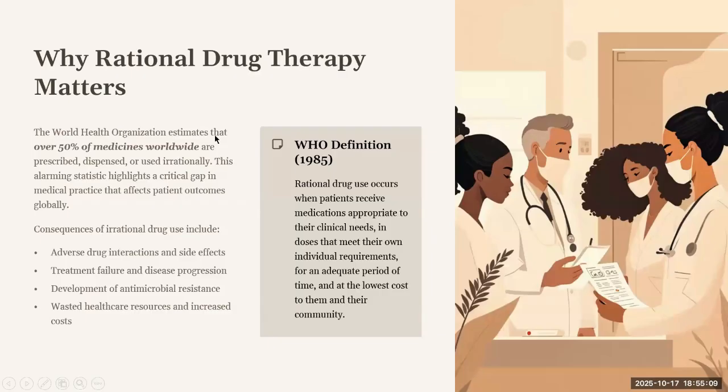Why does rational drug therapy matter? It started in 1985. Rational use occurs when medication is prescribed on the basis of the diagnosis. First, there should be a rational diagnosis. Without a rational diagnosis, we can't say the patients are receiving rational drug use. When the diagnosis is done, the patient receives medications appropriate to their clinical need, in a dose which meets their own individual requirements, for an adequate time and period, at the lowest cost to them and their community.